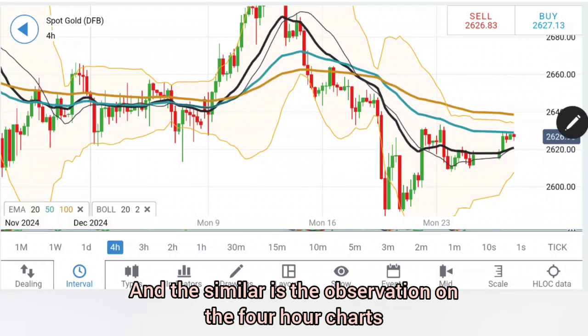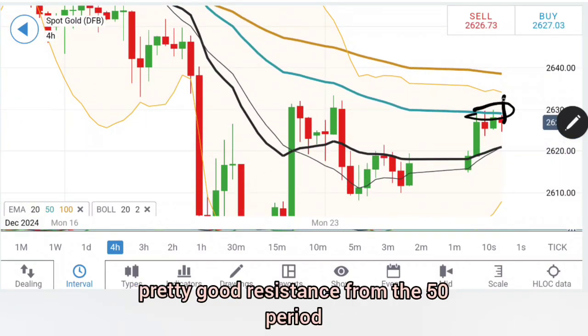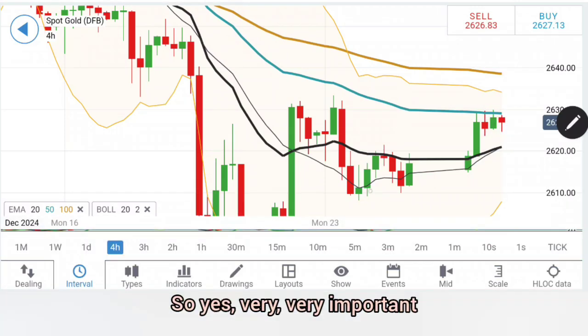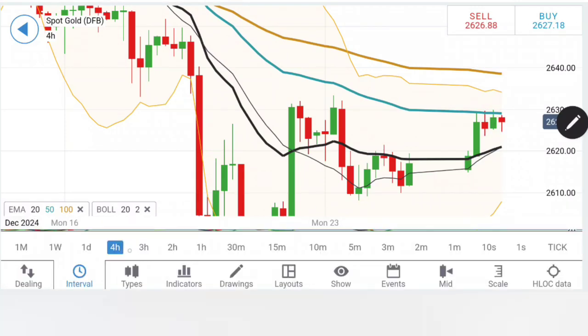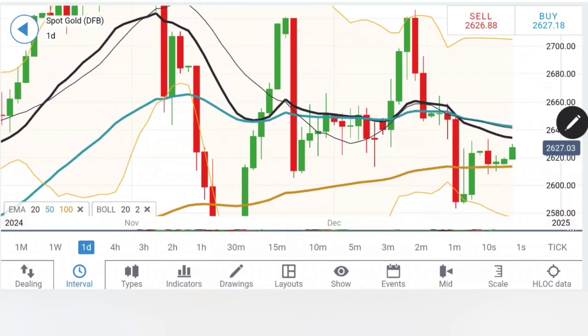And similar is the observation on the 4 hour charts. Look at the candles, pretty good resistance from the 50 period, and now it is trying to reverse from higher lows. So yes, very, very important. Any move beyond 2630-32 is a good sign. So considering this, I will recommend you to buy here at 2630-32 zone.